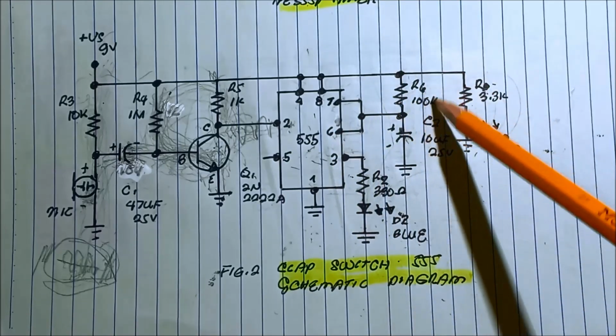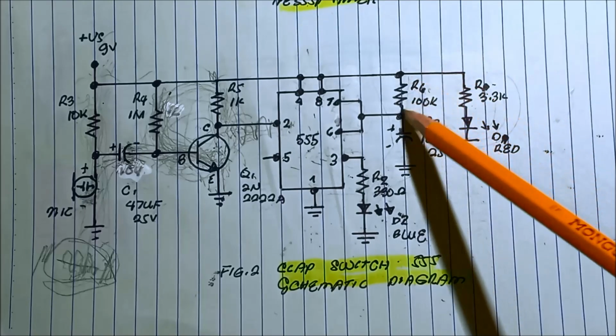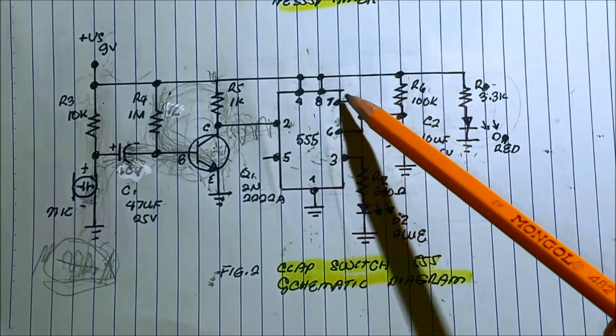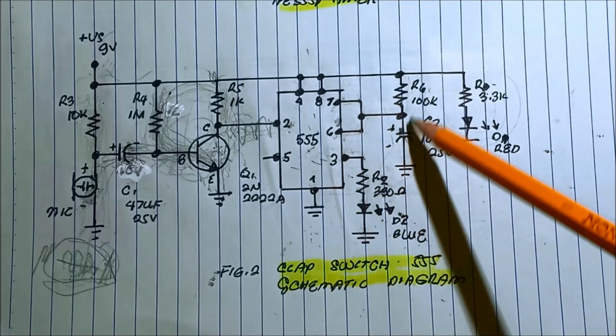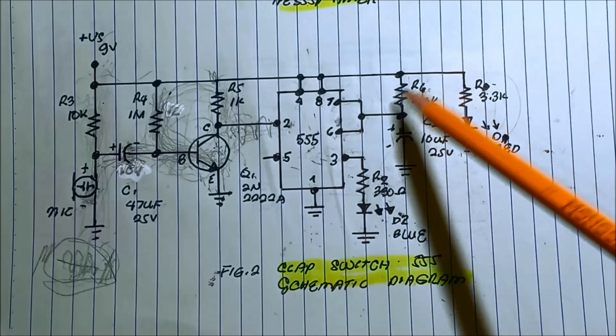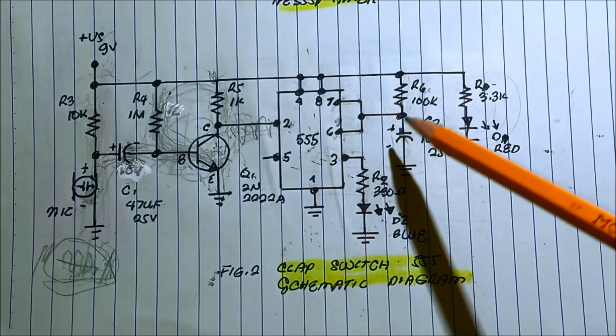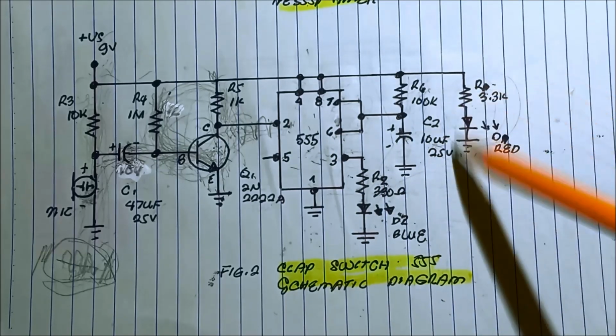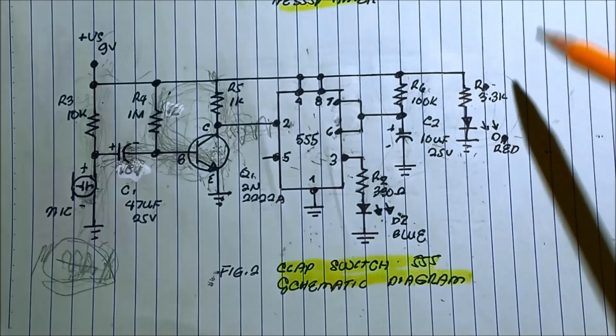A 100K resistor is connected to pin number 7 and 8, with 7 and 6 interconnected, and then the capacitor is connected to the R6 and to the 7, 8. This capacitor is 10 microfarad, 25 volts, and we have this power LED to know that the circuit is on.